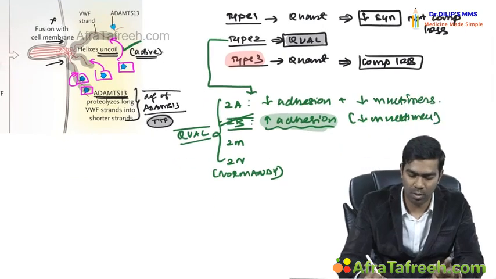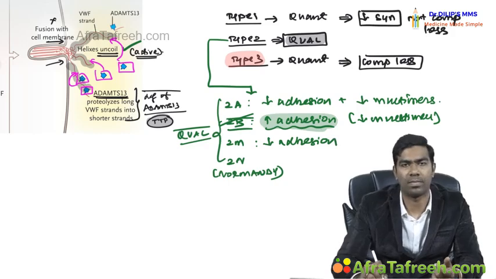And then you have 2M. 2M is where you have reduced adhesion of von Willebrand factor towards your platelet GP1B.